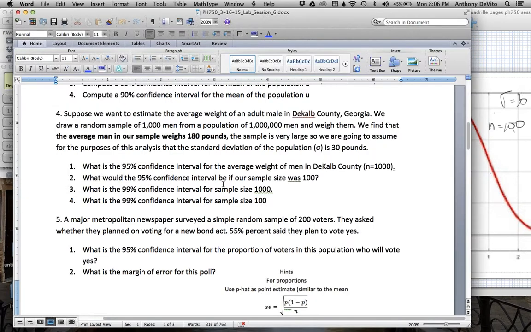Okay, now for the same population, let's assume that our sample size is 100 instead of 1,000. If the sample size is 100 instead of 1,000, it's going to change my standard error, because the sample size is different. But it's exactly the same population. So I'm going to calculate a 95% confidence interval and a 99% confidence interval again for the same problem.